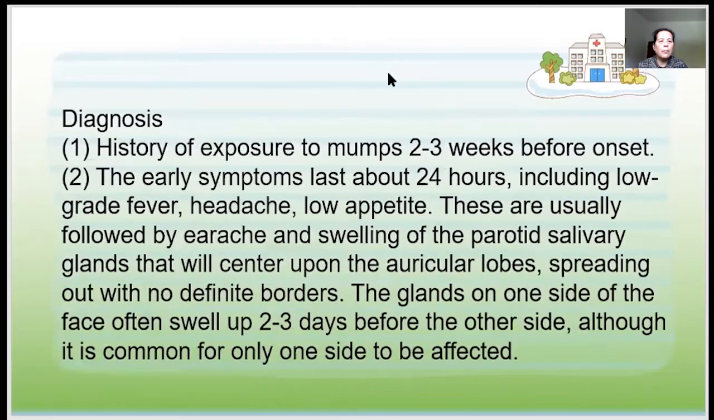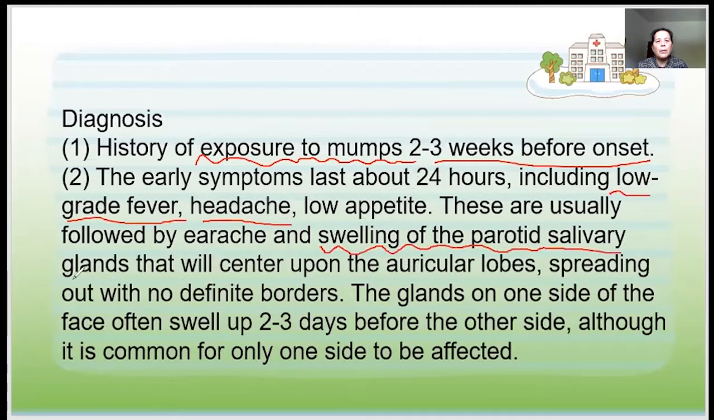So that's mainly it for TCM. Now diagnosis for this illness. Basically, if the patient had exposure to a mumps patient 2 or 3 weeks before, and then develops swollen glands there, maybe with some other symptoms like exterior wind, fever, chills, headache, poor appetite, and especially swollen parotid glands, then basically a diagnosis can be made.